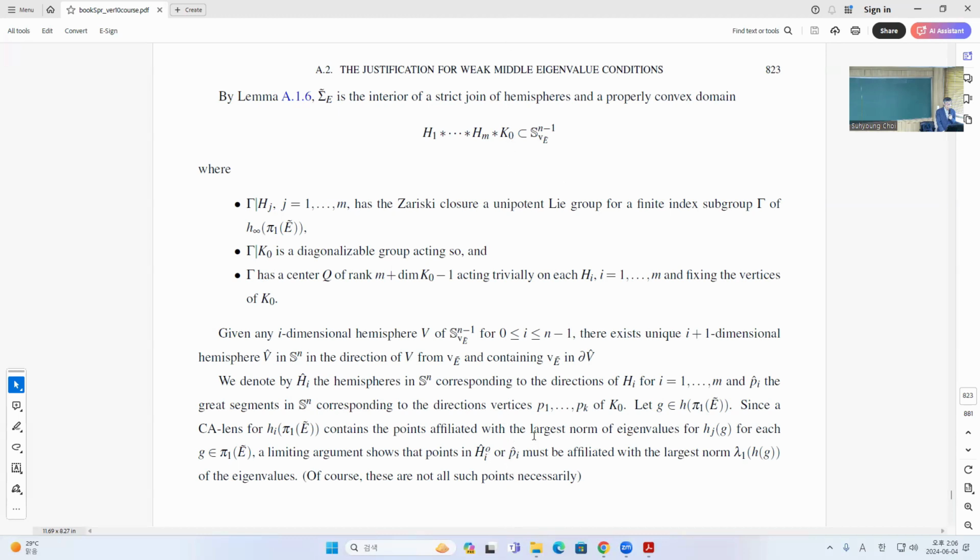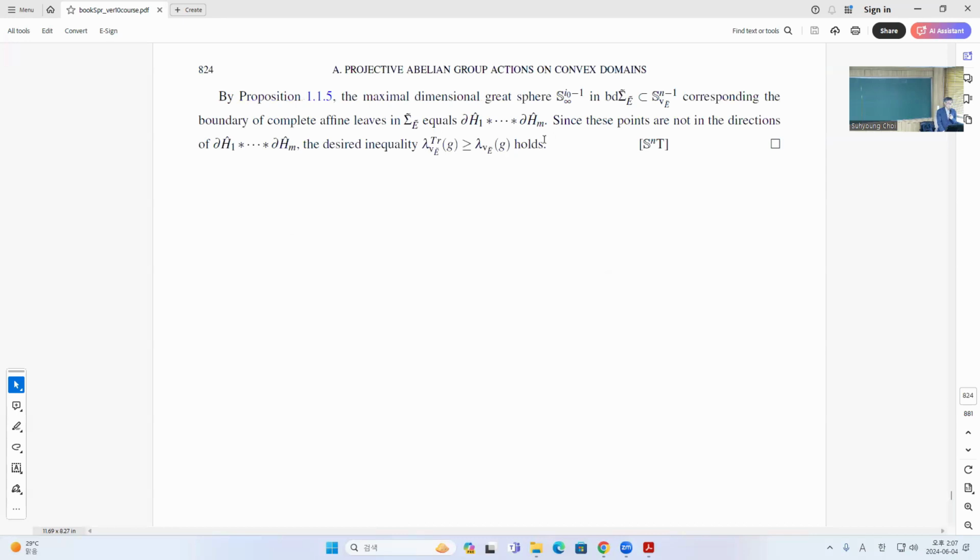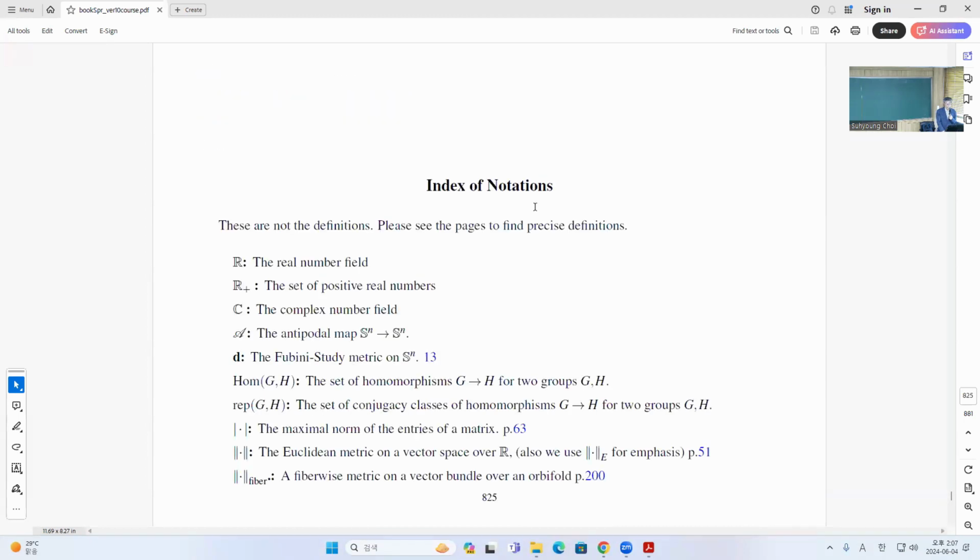But the point is that in this situation, if you choose a point in this direction, it will be affiliated with this largest norm of eigenvalue. Okay, it may not be the eigenvalue, but it will be affiliated in the direction here. So if you choose a point in this largest norm direction, that's why you can show this inequality. Okay, so that's the end here. So we end this lecture here today.